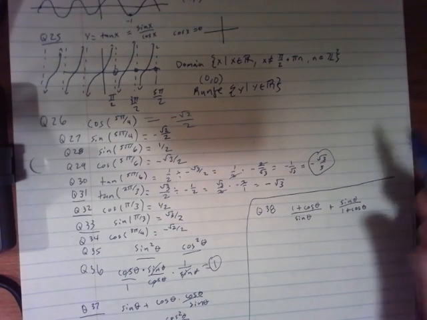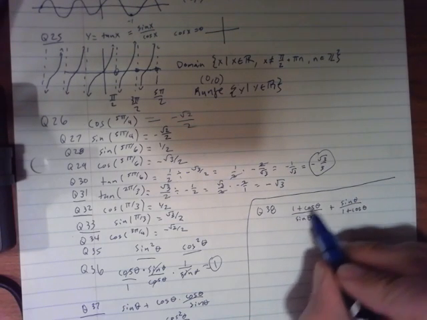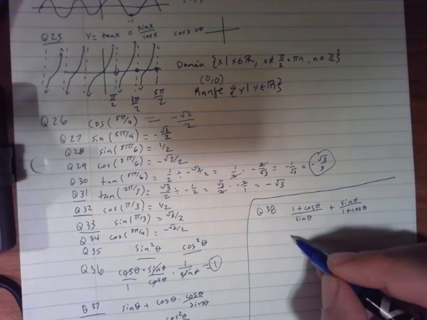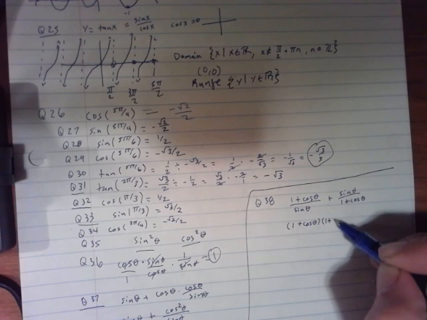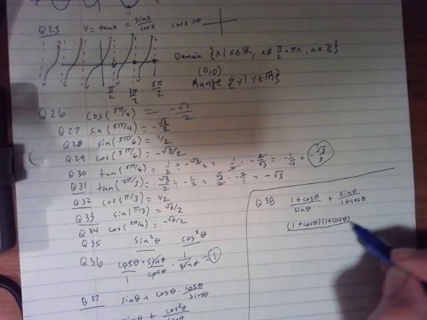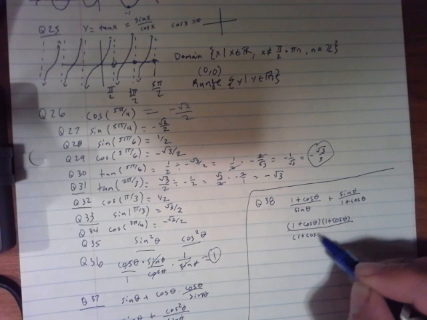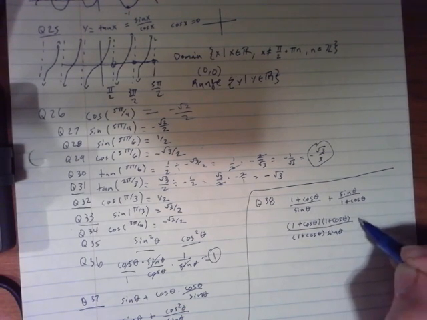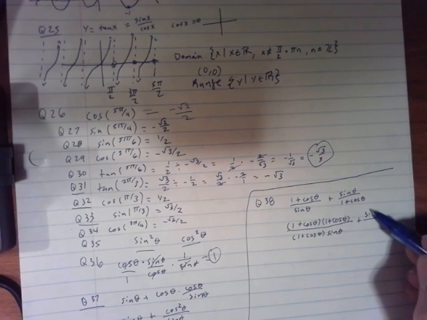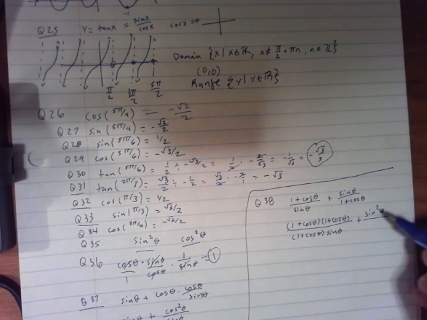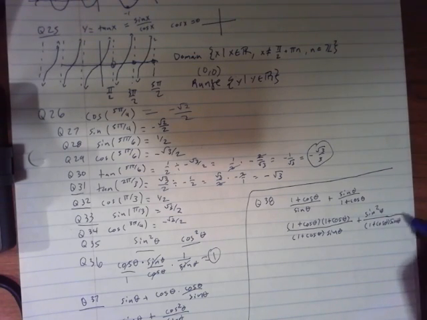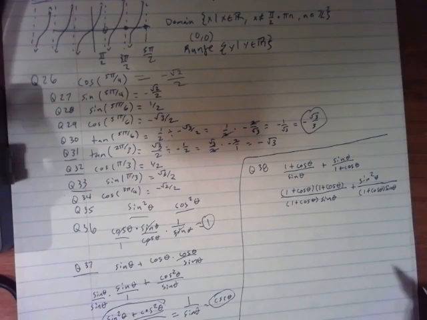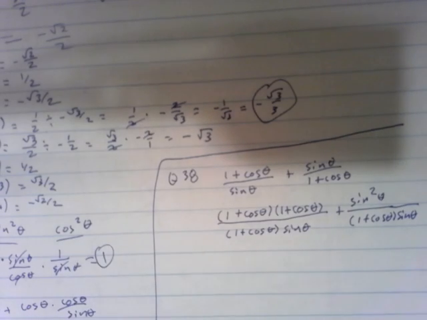Let's go ahead and do that. To do that, we're going to be multiplying the numerator here by 1 plus cosine theta. So this is going to be 1 plus cosine theta times 1 plus cosine theta, over 1 plus cosine theta times sine theta. And then plus, on this side we have sine squared theta, divided by 1 plus cosine theta times sine theta. Alright, so that's our first step here. I'm going to move the camera so you can see a little bit better there.